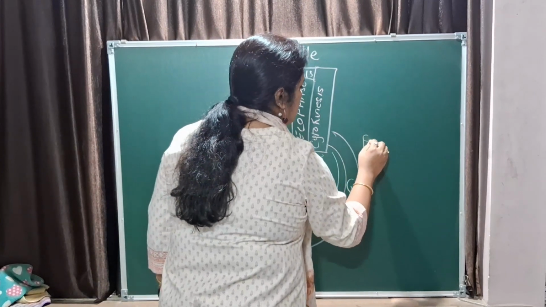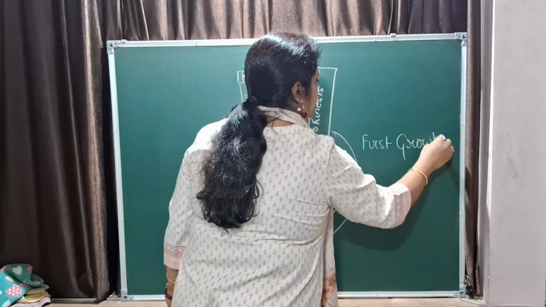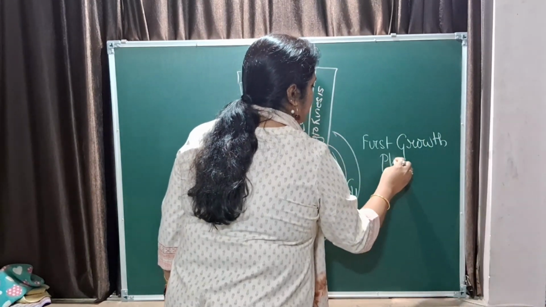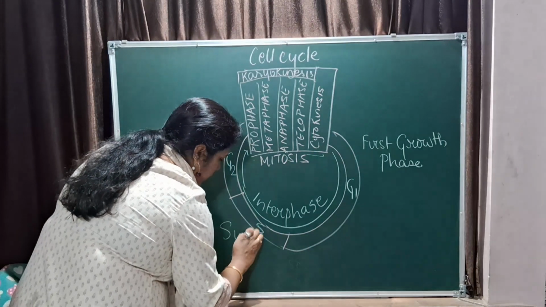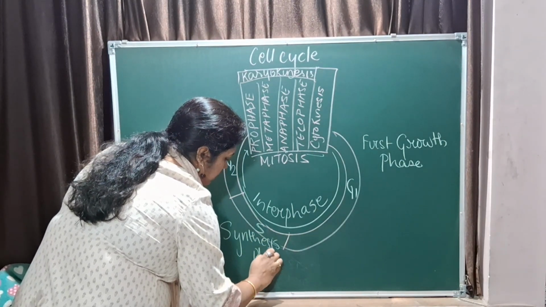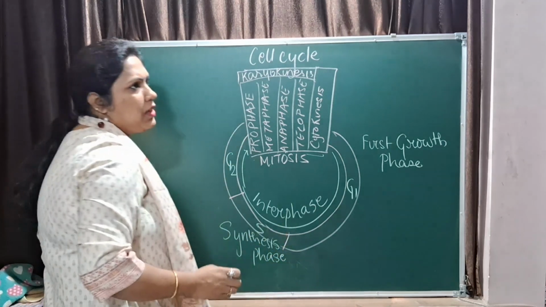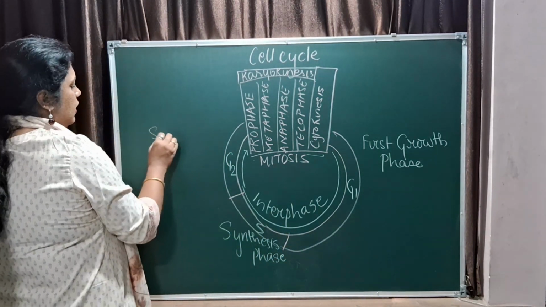G1 is called the first growth phase, followed by the synthesis phase. This synthesis phase is very important. It has been asked in 5 years, I think 3 to 4 times. So the synthesis phase, and this is the second growth phase.